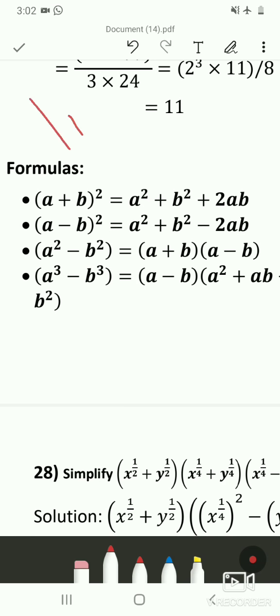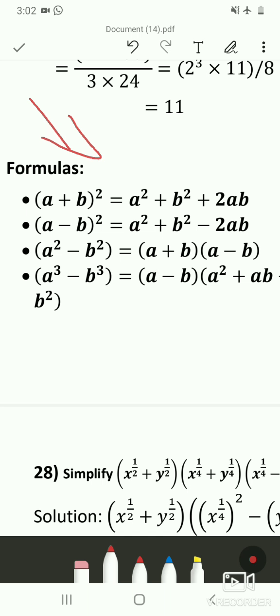So here are some of the formulas. These are important formulas. You don't have to study the proof, but just remember these formulas so that it will be easy for some complex problems. Using these ready-made formulas you can get the answers very easily. I have just written 4 formulas that we'll be using today.